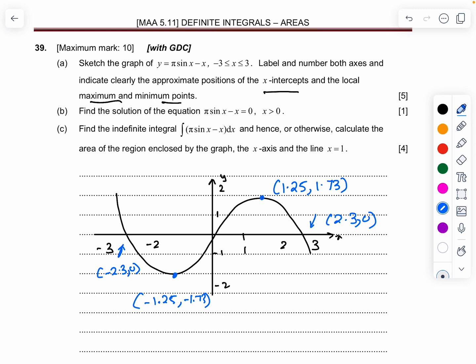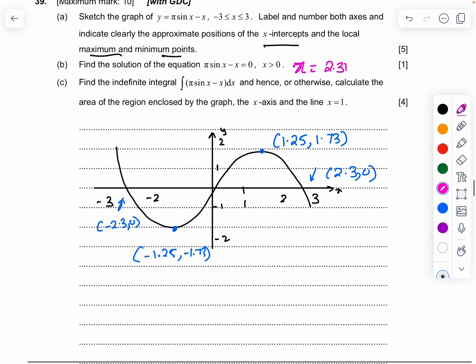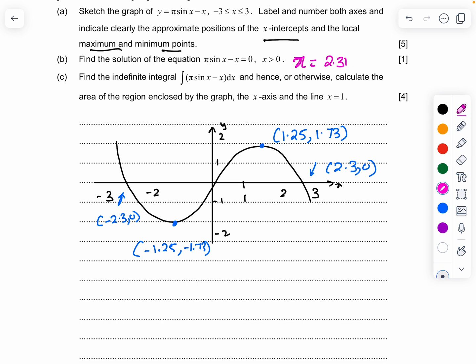Find the solution of this equation. By the calculator, you should be able to get that value, x equals 2.31. Find the indefinite integral of pi sin x minus x, and hence or otherwise calculate the area of the region bounded by the graph, x-axis and line x equals 1.